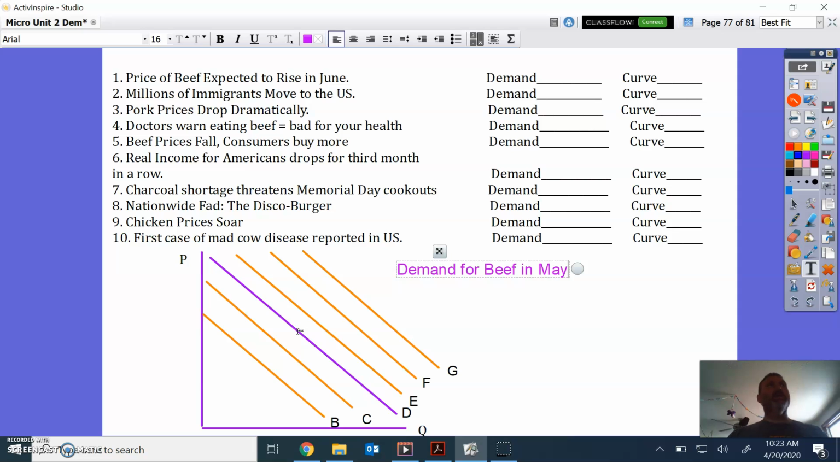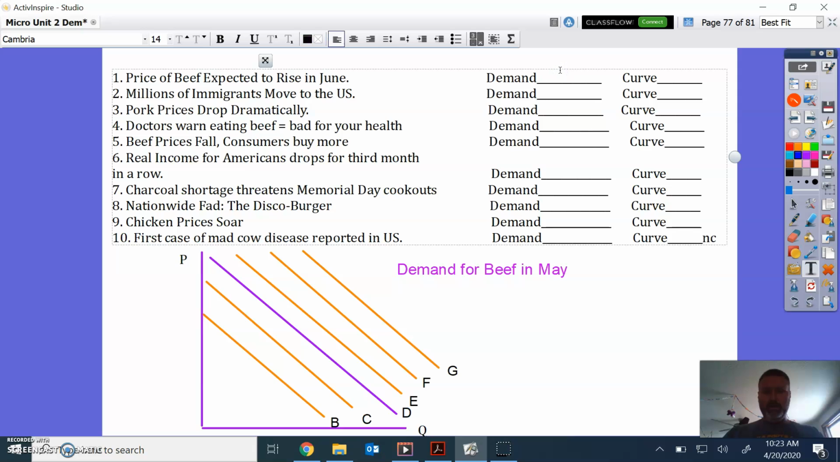Because I don't know if you guys have heard, a real world example of this: the coronavirus outbreak has affected a bunch of meat plants in the middle of the country. There are people concerned that there just won't be the same amount of meat out there today, so people are buying a lot of meat right now. That's changing what the price is. Okay? So price of beef expected to rise in June. We're expecting the demand in May to increase.